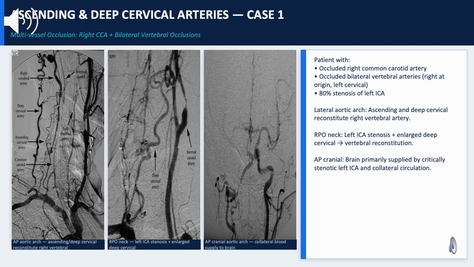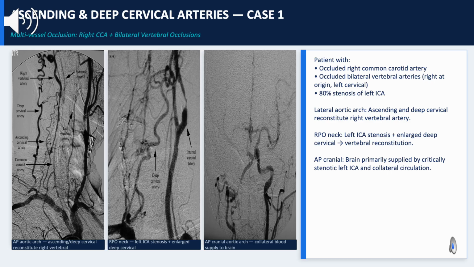This dramatically complex case demonstrates a patient with right CCA occlusion, bilateral vertebral occlusions, and 80% left ICA stenosis, essentially living on a single critically stenotic vessel. The aortic arch injection reveals the ascending and deep cervical arteries as the primary blood supply to the right cerebral hemisphere via the vertebral reconstitution route.